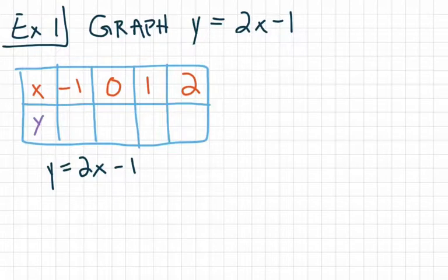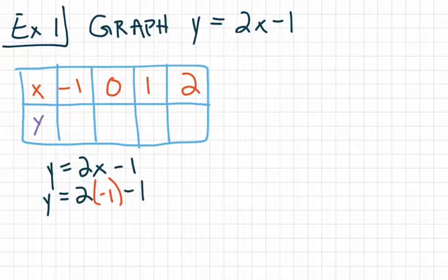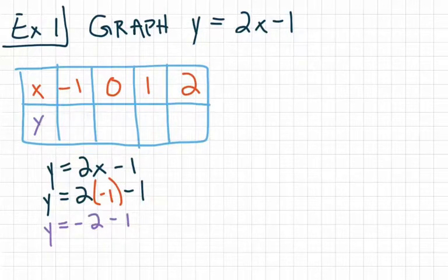So to start off, let's use negative 1 for x, so we have y equals 2 times negative 1 minus 1. All I did was substitute negative 1 in for x. Now I show my work. 2 times negative 1 is going to give me negative 2. Bring down the minus 1.